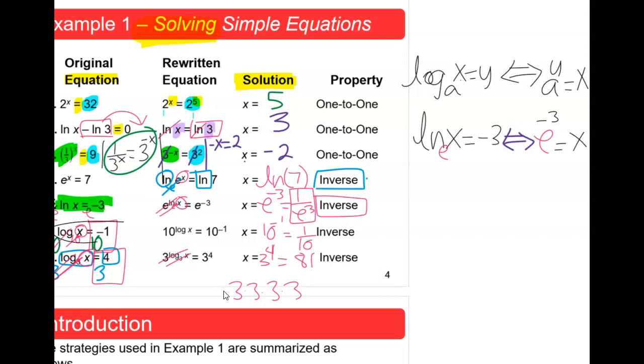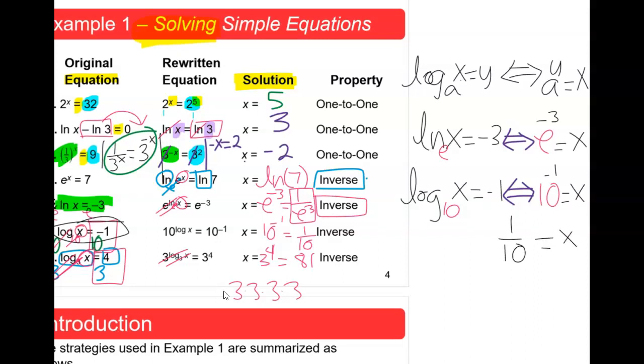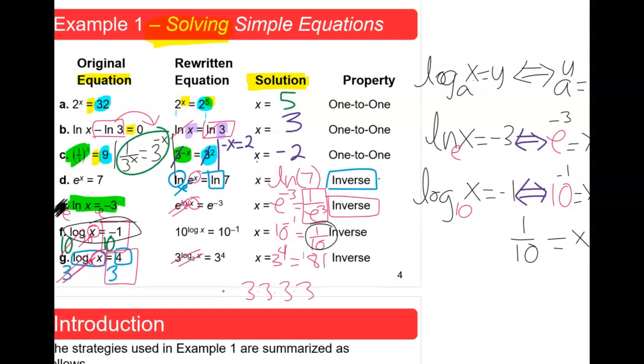Or, for example, this one here, log of x equals -1. We know the implied base here is a 10 because it's common log. So when the base is missing, it's a 10. And that, written as an exponential, will be 10 to the power -1 is equal to x. And so, of course, from here, you will know that x is equal to 1 over 10, which is the same thing. You get the same answer. So whatever you feel more comfortable with, I'm perfectly fine with that. So let's move on to other examples.